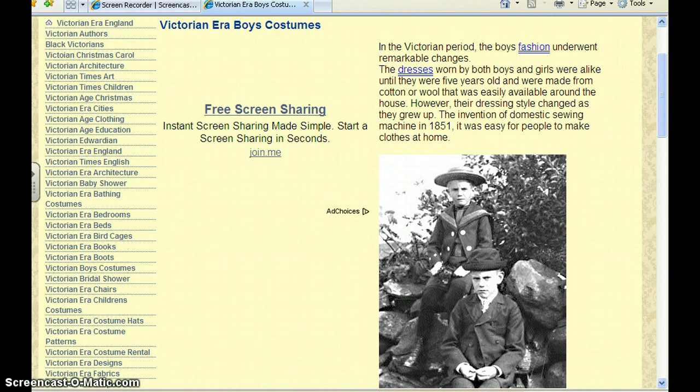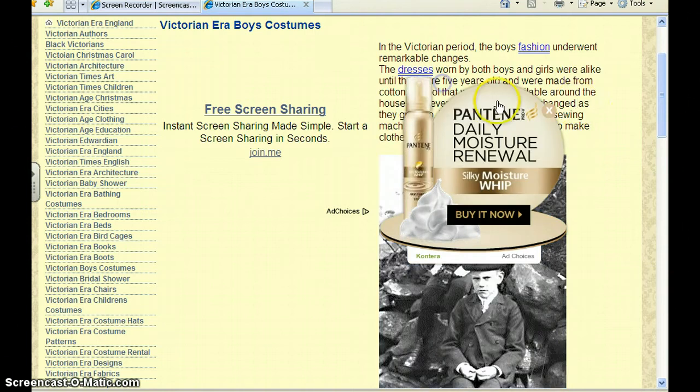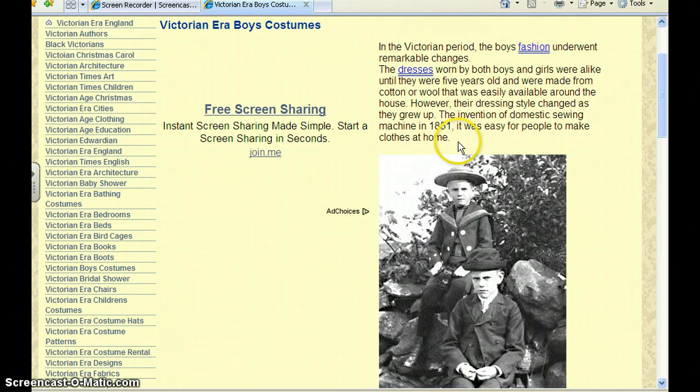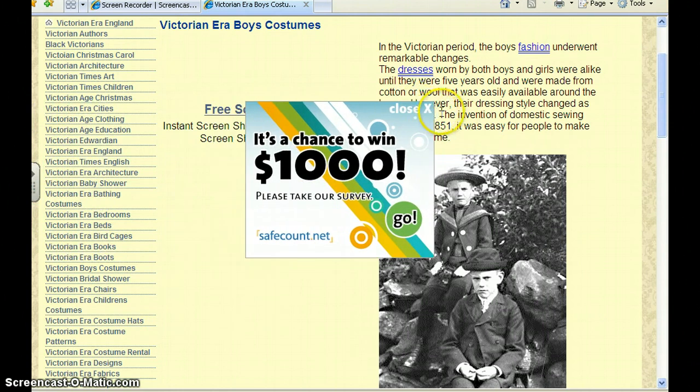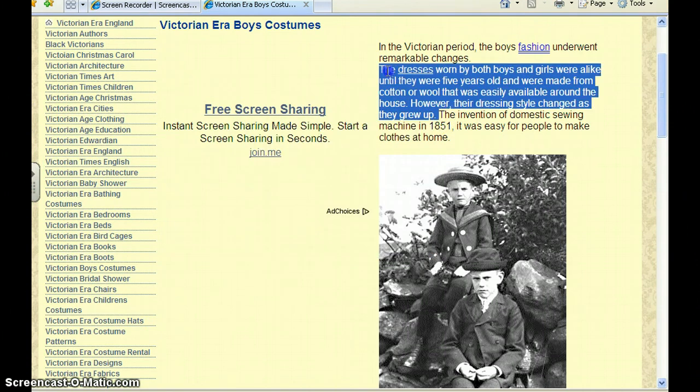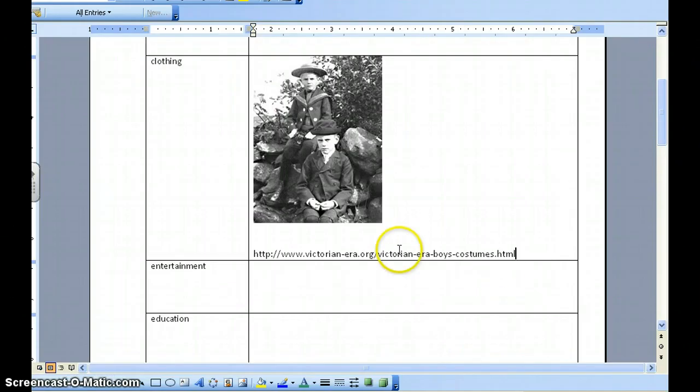Now I might take some information. The dresses worn by both girls alike. They were 5 years old. Whoops. Seem to be a lot of pop-ups here. So I'm going to copy that. That has to do about clothing that they wore.